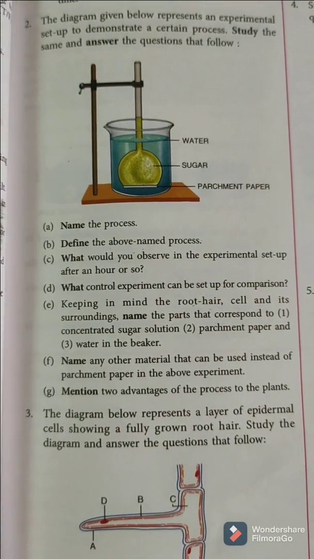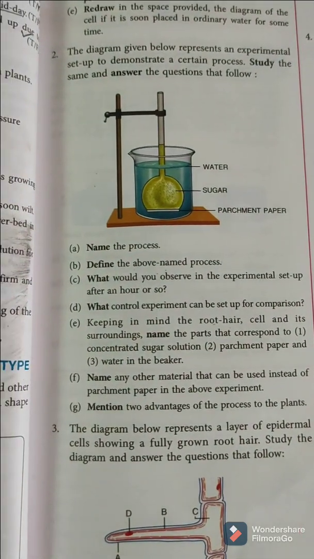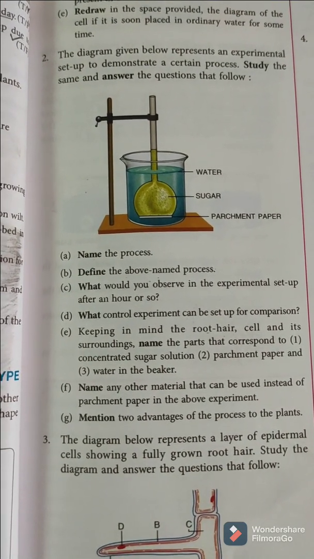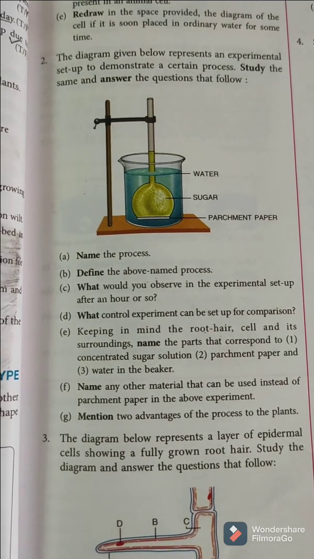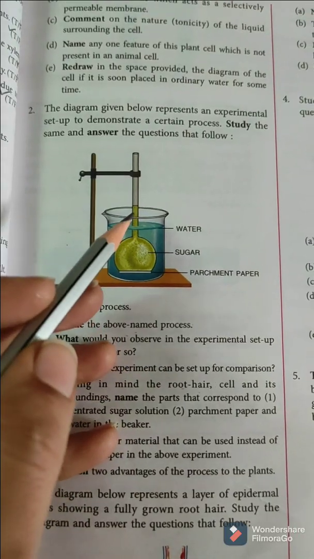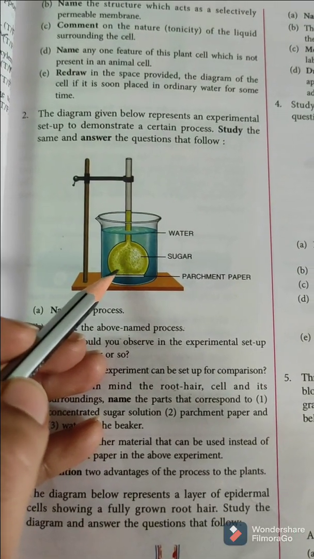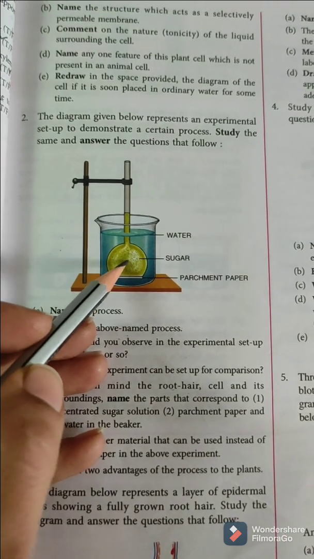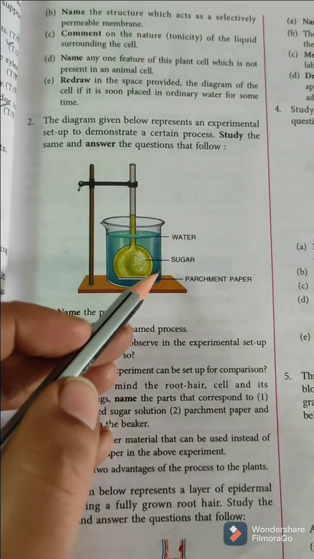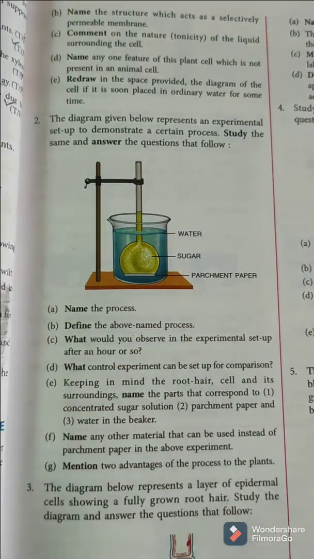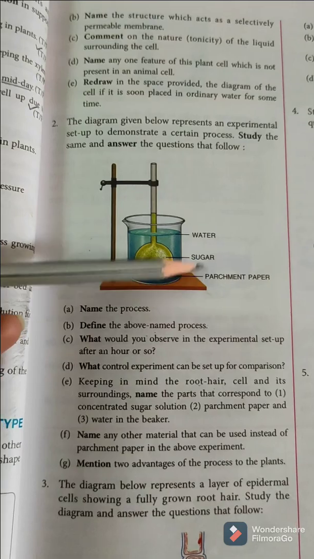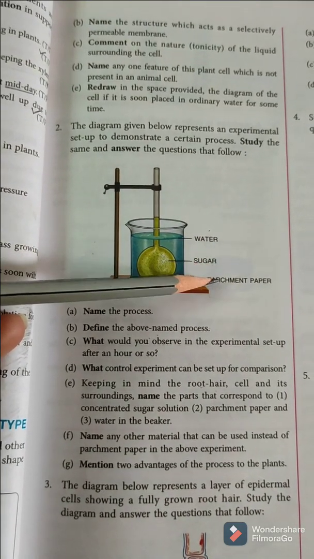Keeping in mind root hair, so compare this setup with root hair. Now answer. Root hair, cell and its surrounding. Name the part that correspond to concentrated sugar solution, parchment membrane and water in the beaker. So now this is a root hair. Okay, so inside it cell is there which is having higher concentration, and outside the soil water, which is having lot of water inside it. So we can compare all these three things. Clear? So this is surrounding, this is cell, this is root hair.